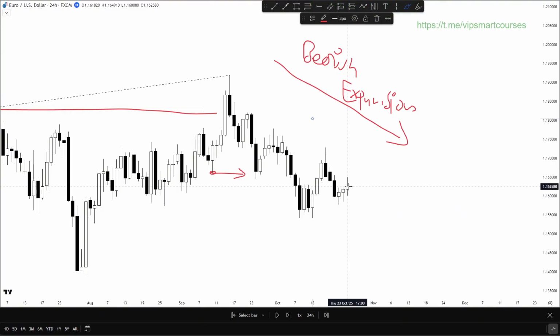Okay, are we going to have an expansion straight away from here, or are we going to first of all maybe rebalance a dealing range and then have an expansion, or are we going to take out this high and then have an expansion? Okay, we can have multiple scenarios, and now our job is to determine which scenario is more likely to play out.